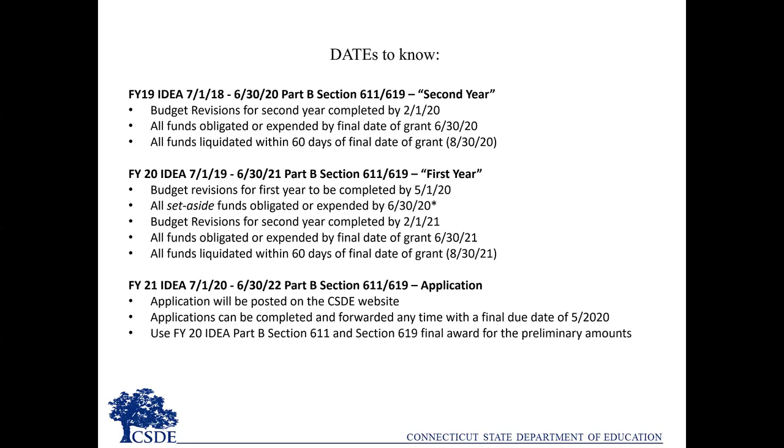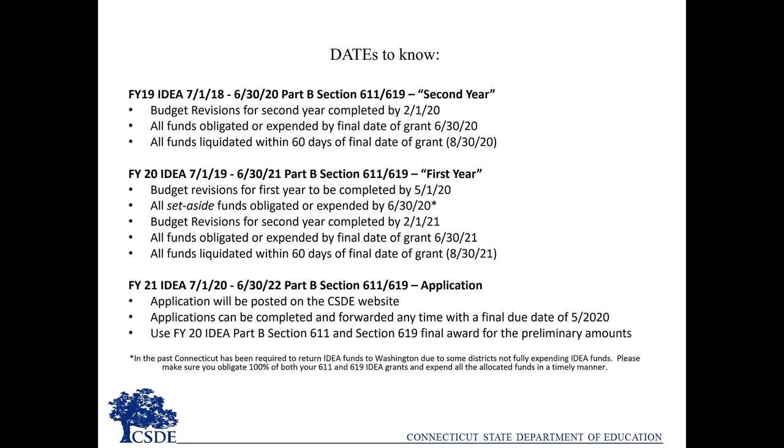So the FY20 IDEA Part B Section 611 final award and preliminary allocations are coming. And in the past, it's important we spend old money before new, because we've had to return money to the federal government. And this year is no different. It's actually a little worse. We're having to return some significant amount of funds that LEAs did not expend.